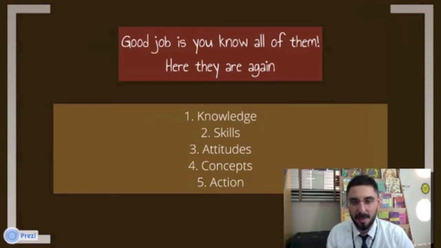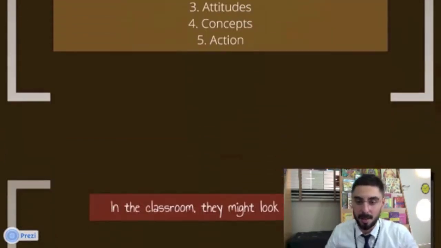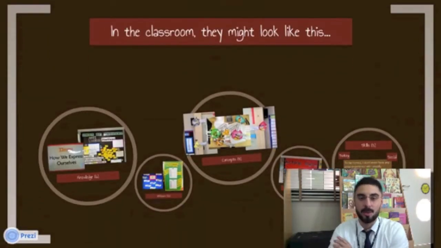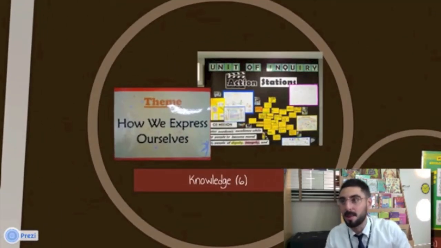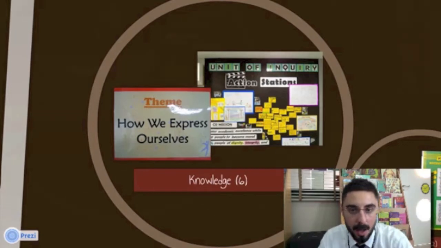These are the 5 that we need to know, that we need to show in our classroom. We want our students to display them in their everyday work. So in the classroom, they might look something like this. These are a few taken from my classroom. We're asked to display all of our knowledge.